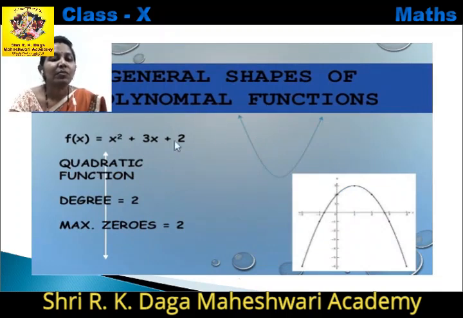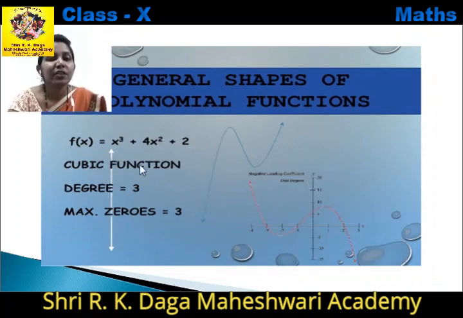General shapes of polynomial function. In this case, second case is of quadratic function, because in this case the highest power of variable is 2. So its degree is 2 and the number of zeros it can have is 2. In this graph you can see this graph intersects x-axis at only 2 points. So number of zeros are 2.